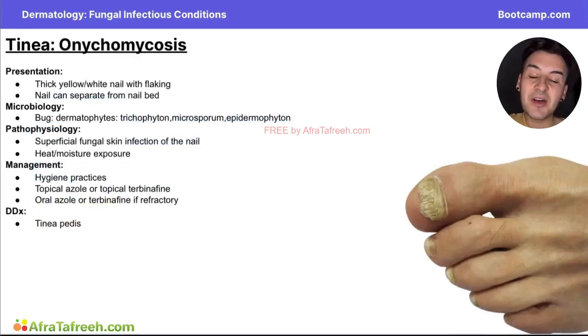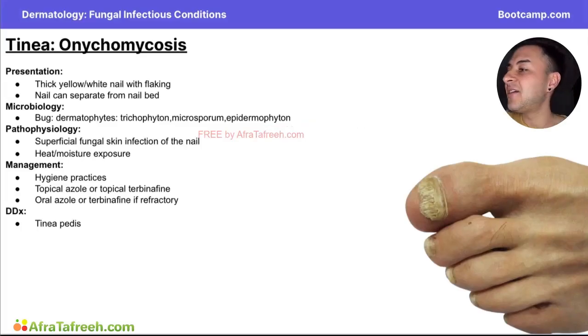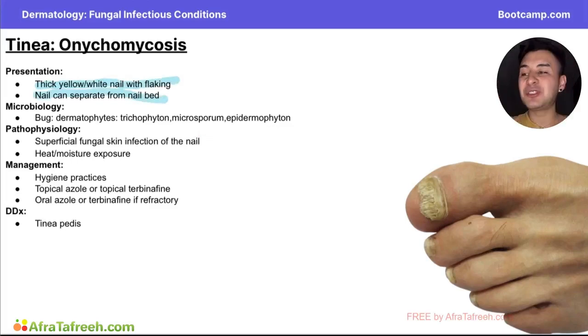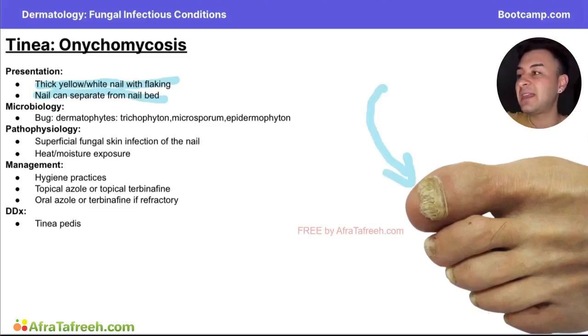So this brings us to onychomycoses, which is going to be our next dermatophyte infection. This time it's specifically going to be attacking the nail. So we're going to see thick yellow-white nails with flaking, and the nail can even separate from the nail bed. Ouch, that hurts just thinking about it. Here is a classic picture of what it looks like. You can appreciate that gray, yellow, flaky, thick nail. And our bugs are going to be dermatophytes: trichophyton, microsporum, epidermophyton, just like before.